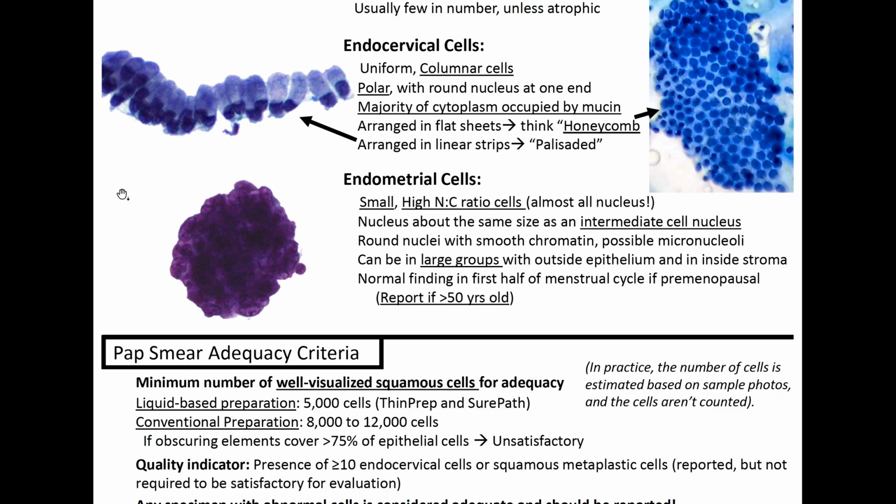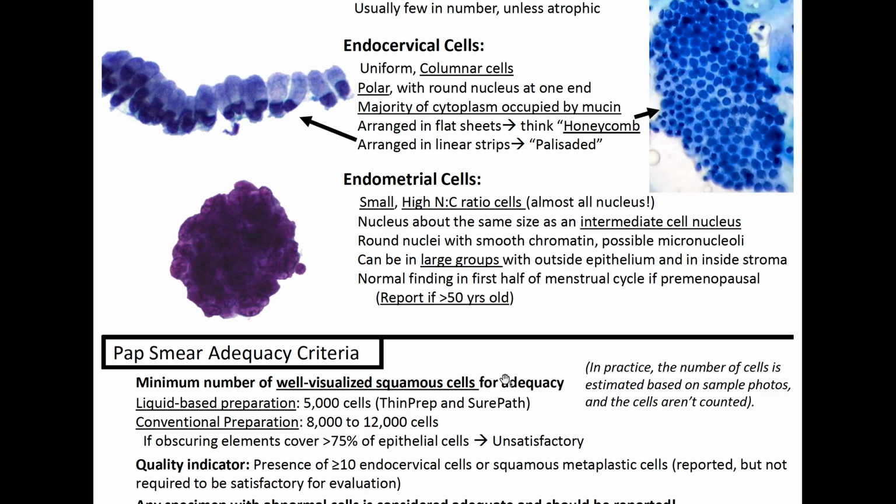Pap smear adequacy criteria. The minimum number of well-visualized squamous cells for adequacy. The way I remember this, you have your liquid-based preparation and your conventional prep. The most common liquid, and the theme tonight, since it's raining, the most common liquid we often think of is water. And the word water has 5 letters. So I remember water, 5,000 cells. So liquid-based preparation, you need 5,000 cells for adequacy, and then for conventional prep, you need 8,000 to 12,000 cells.